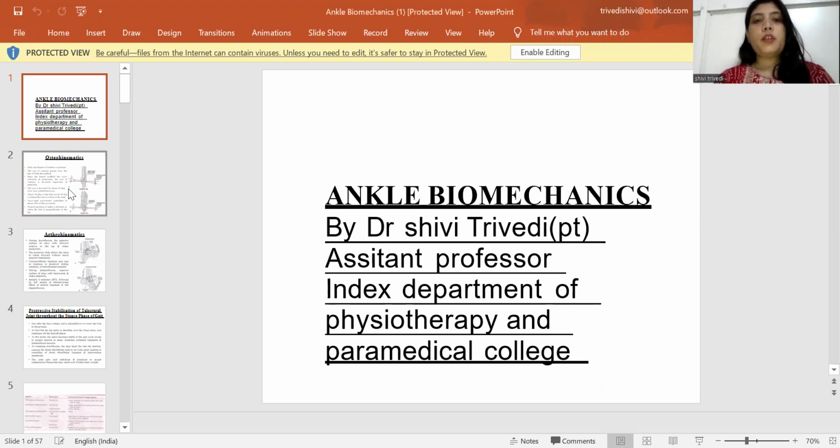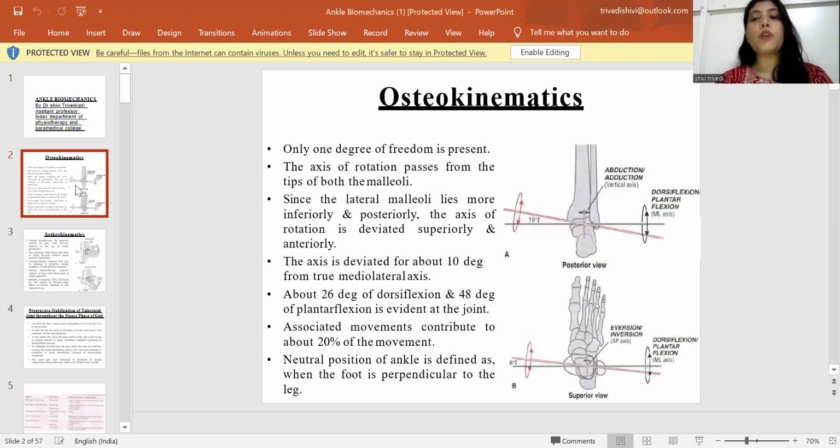First of all, we are discussing the osteokinematics of the joint. In this, only one degree of freedom is present. The axis of rotation passes through the tip of both the malleoli. Since the lateral malleolus lies more inferiorly and posteriorly, the axis of rotation is deviated superiorly and anteriorly. The axis is deviated about 10 degrees from the true mediolateral axis.